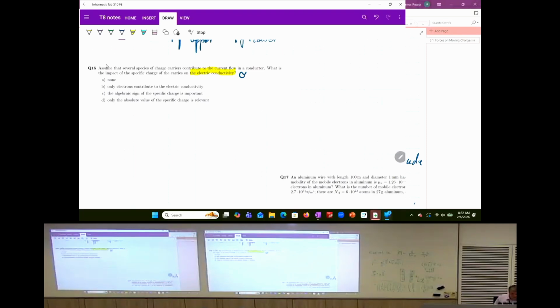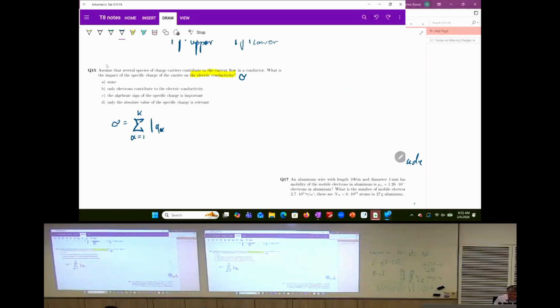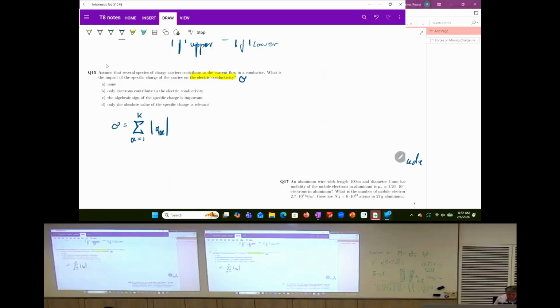So the sigma, if you have a different number of species, you remember that would be adding up over the different species from 1 to k, and they have different charge per carrier, this is q alpha, and they have a different particle density, and they will have different carrier mobility. So what is the impact of the specific charge? Well, none is not correct. Only electrons contribute to the electric conductivity? No, that is also not correct. You can have different charge particles than just the electron that can move.